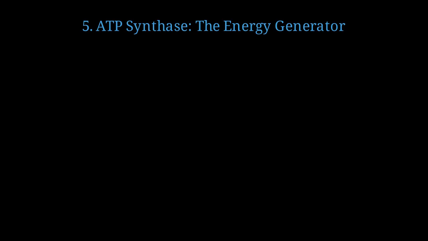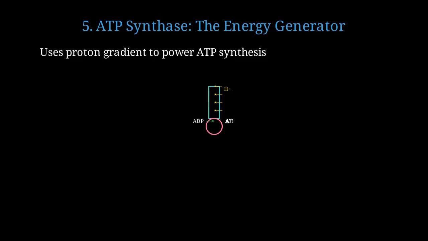ATP synthase is the molecular machine embedded in the inner membrane that actually produces ATP. ATP synthase harnesses the flow of protons down their gradient to mechanically synthesize ATP molecules. Protons flow through ATP synthase like water through a turbine, spinning a rotor that catalyzes the conversion of ADP to ATP. The enzyme adds a phosphate group to ADP, using energy from the proton gradient to create ATP.